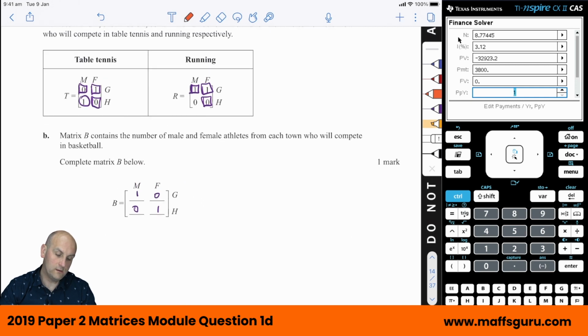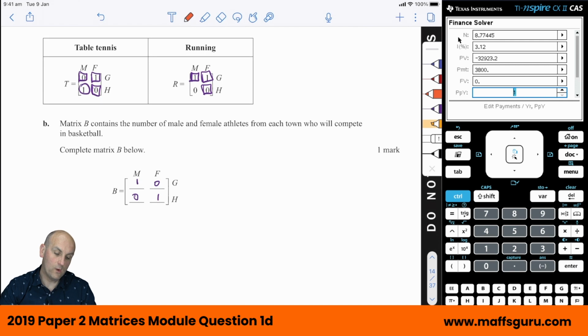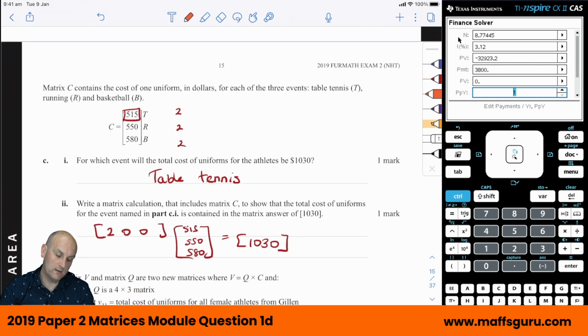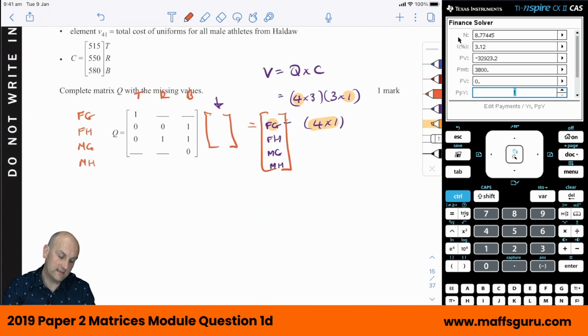From Gillen, 1. One female was doing running, and that's it. So 1 and 1. So that's going to be 1 female was tennis, 1 female running, 0 from basketball.